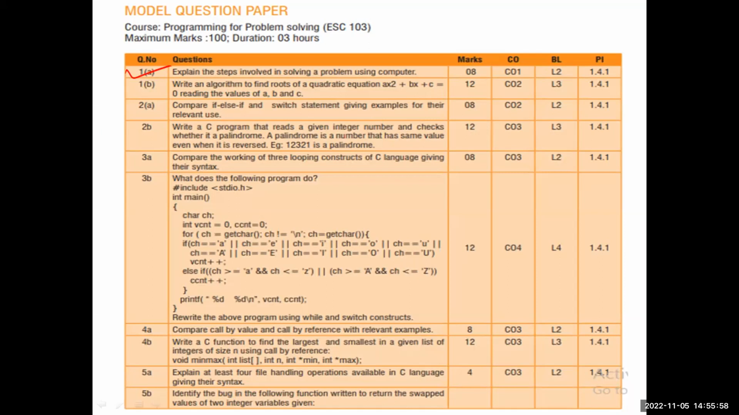So this is question number 1A, where you are talking about explaining the steps involved in solving a problem using computer, right? And then the marks are given for the respective question. I'm not going to go much into why L2 has been chosen, why CO1 has not been chosen, and likewise. Just try to understand how we are going to work in coming days for our university examination pattern also. So now column number 1 will house the question number.